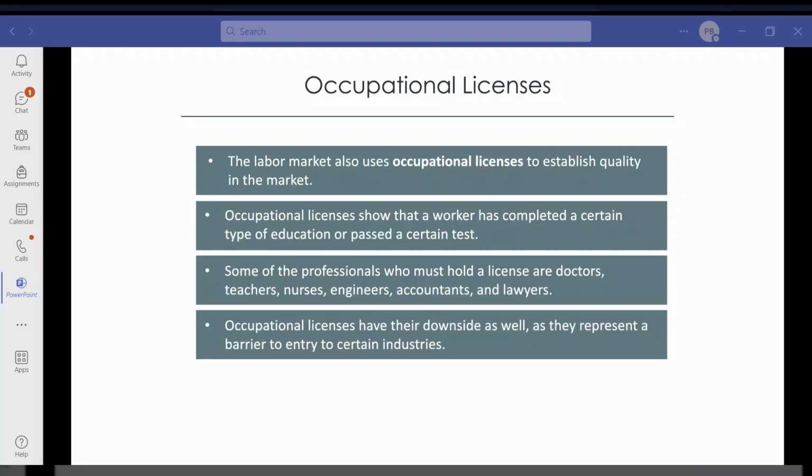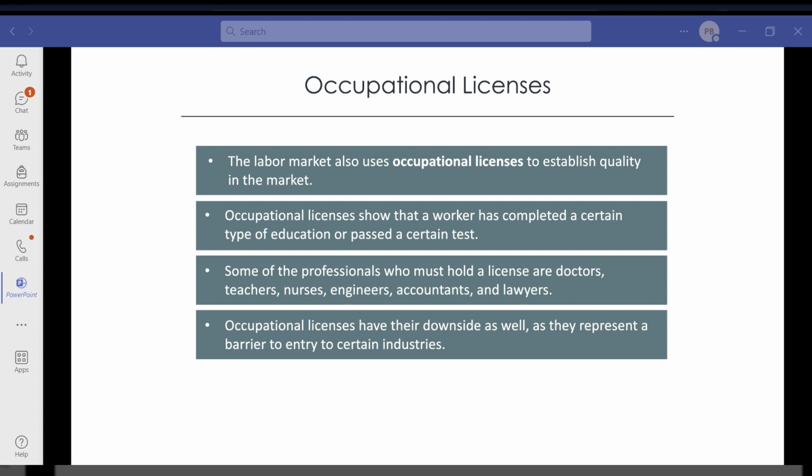Okay, moving forward, we'll be talking about occupational licenses. The labor market also uses occupational licenses to establish quality in the market. Occupational licenses show that a worker has completed a certain type of education or passed a certain test. Also, occupational licenses are government-issued certifications that grant individuals the legal authority to practice certain professions or occupations. They are intended to ensure public safety, protect customers, and maintain professional standards.